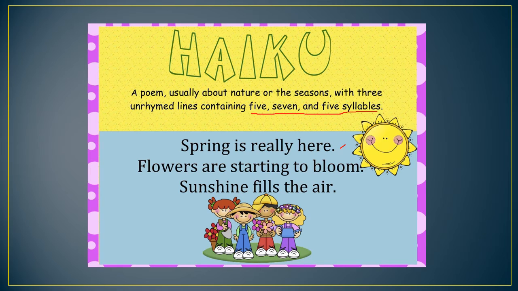That's seven syllables. And "sunshine fills the air," which has five syllables. So this is haiku. A haiku is actually a kind of Japanese poem with five syllables. But we also use this in English poems, especially for kids.